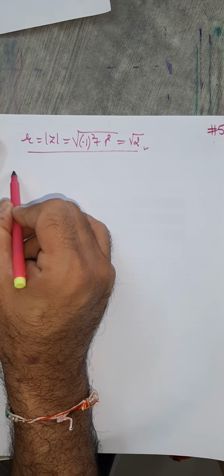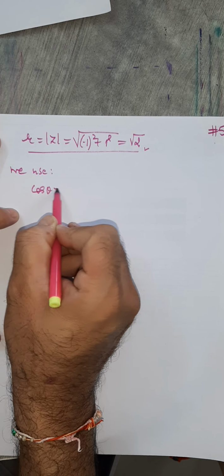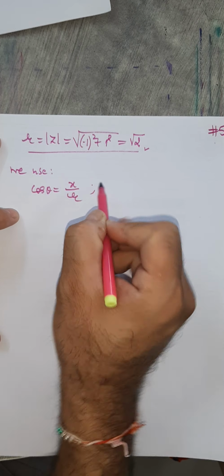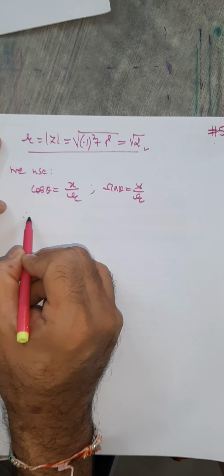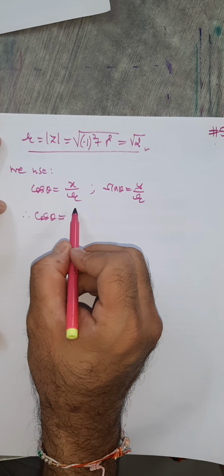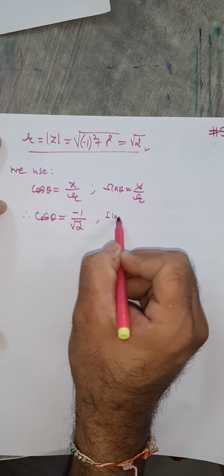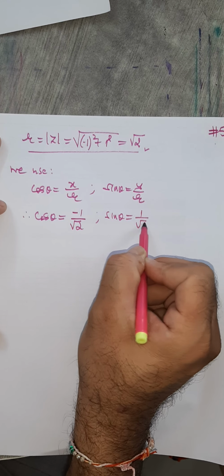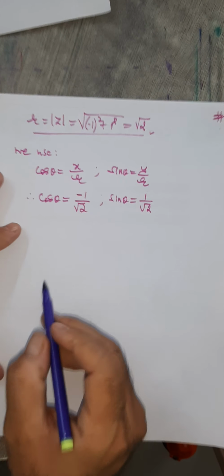Now to get theta, we use this concept: cos theta equals x by r. And what is sin theta? That is y by r, that you know. So therefore cos theta equals, what is x? x is nothing but minus 1 by root 2. What is y? That is nothing but 1 by root 2. So here, forget about signs right now. Both are 1 by root 2, 1 by root 2. So it has to be pi by 4.